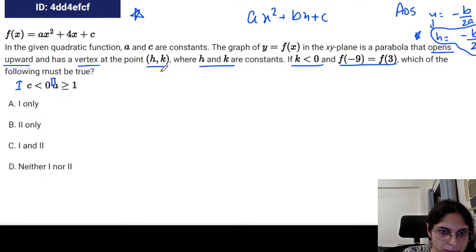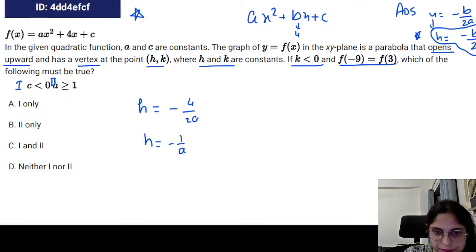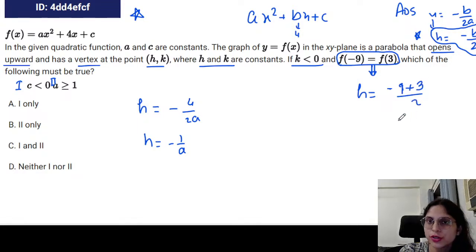Alright? So from this, a is not known but b is 4. So from here my h is going to be negative 4 over 2a, that is my h is going to be negative 1 over a. Now f of negative 9 is given as f of 3. I told you this concept in the very first question. When this is given, that means your h is going to be a plus b over 2, that is negative 9 plus 3 over 2.